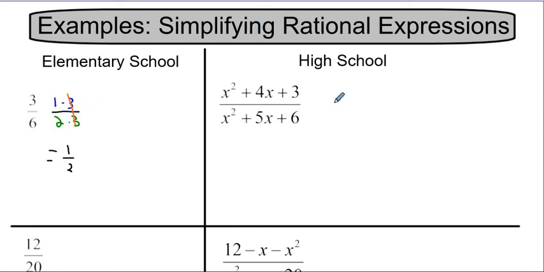So the reason that's important is that's exactly how you do this in high school. You can't come over here and divide by 3. That doesn't make any sense. So what you do is you factor this expression, right? The factors of 3 that are going to add up to give you 4. That would be 1 and 3. And we would come over here and we'd say, okay, this is x plus 1 and x plus 1.